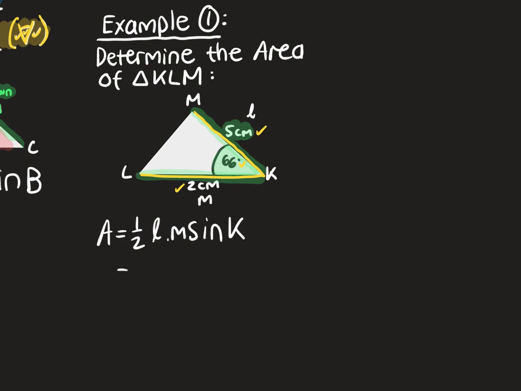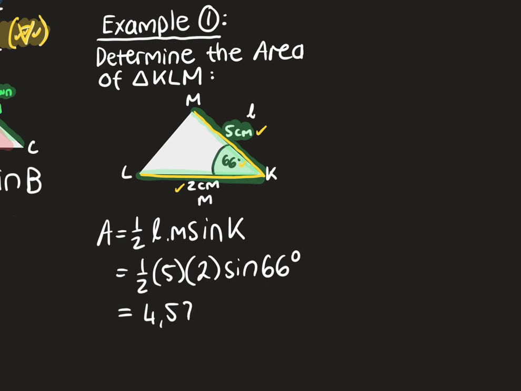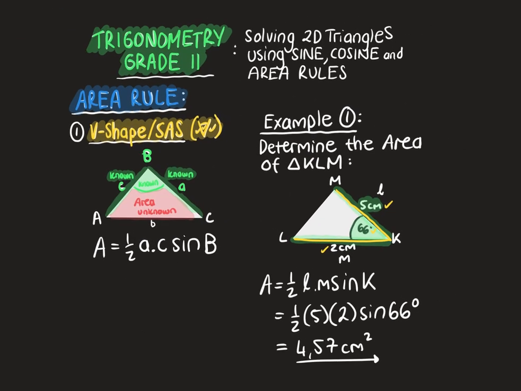So let's have a look here. Area is going to be equal to half. L is 5 centimeters. M is 2 centimeters. Sine of my angle 66 degrees. And let's have a look. So we're going to put that into our calculator. We're going to say 1 over 2, open bracket 5, close bracket, open bracket 2, close bracket, sine of 66, close bracket. And that gives me 4,57. And this would be centimeters squared. Remember, guys, we're dealing with areas, so our final measurement must be in squares. Okay, fantastic. And that is how we do or use the area rule in trigonometry.